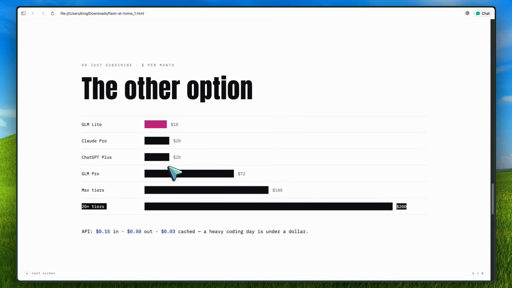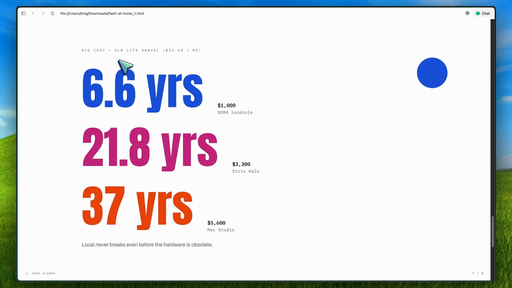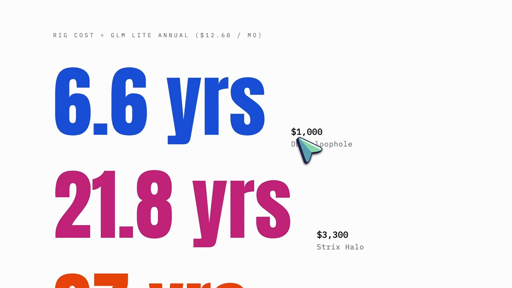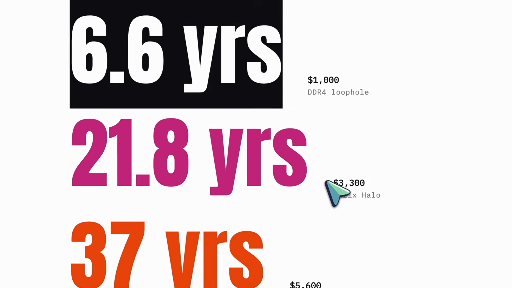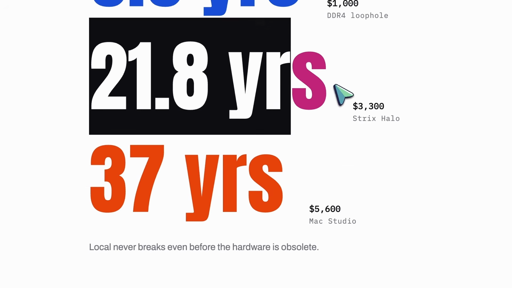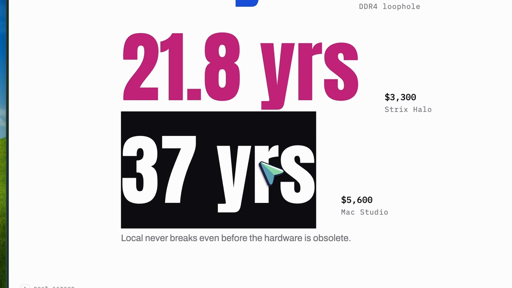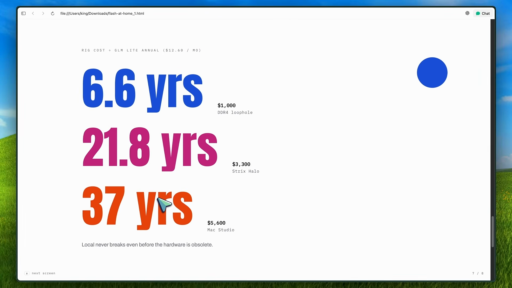Now, let's make the comparison brutal and simple. Take GLM coding plan Lite at the annual rate, so around $13 a month. The $1,000 DDR4 loophole build equals about 6.5 years of Lite. The $3,300 Strix Halo box, over 20 years. The 256 gig Mac Studio, 35 plus years. That's longer than some of you have been alive. And that's before electricity, before the time you spend tinkering.